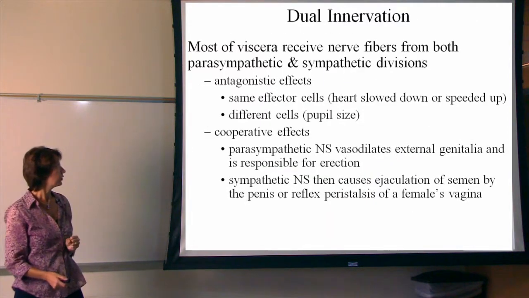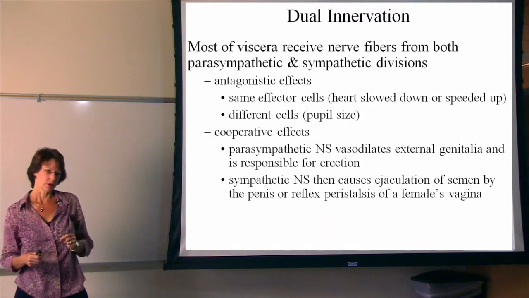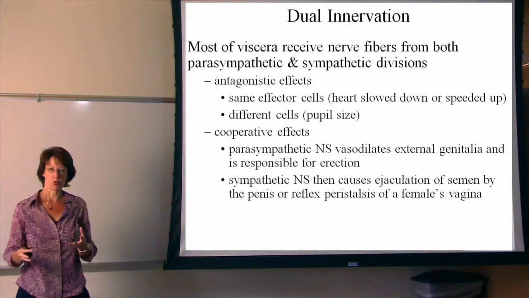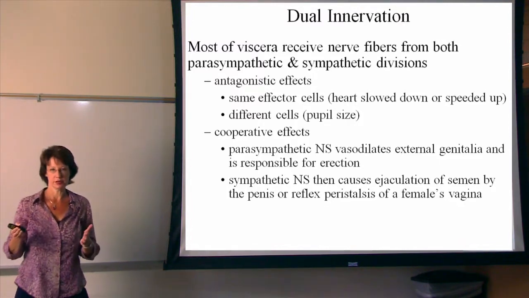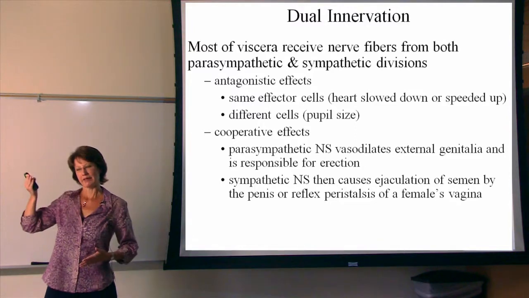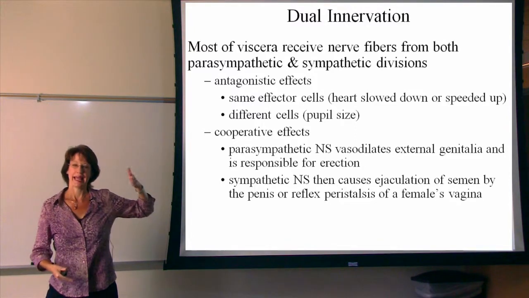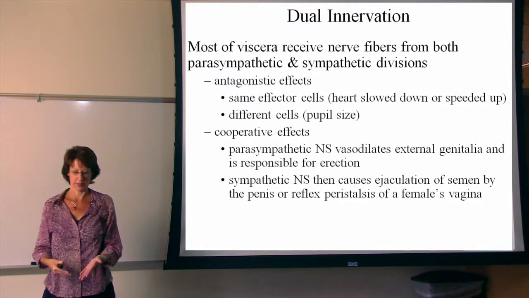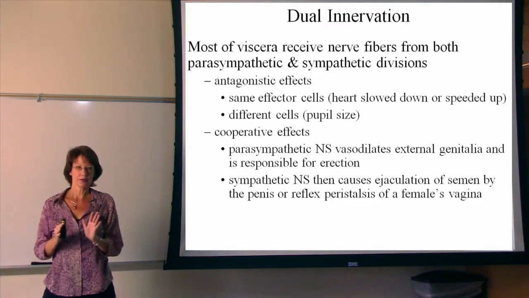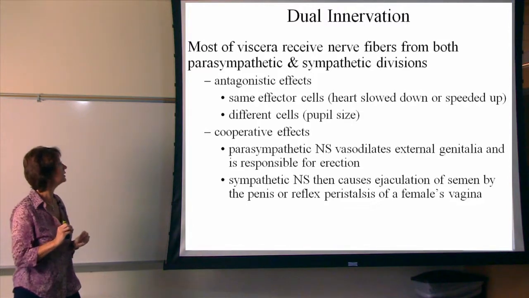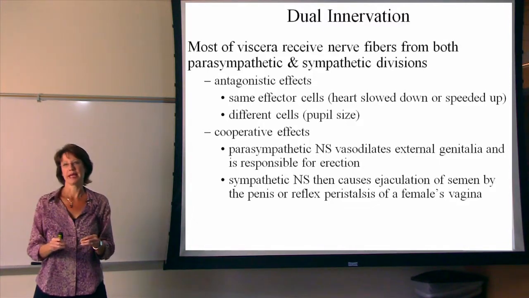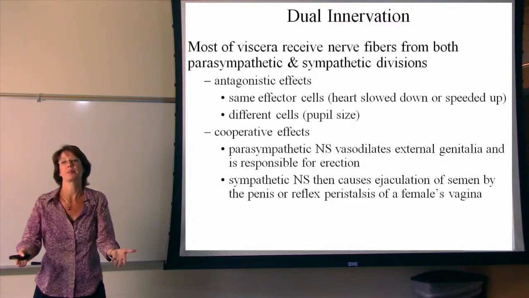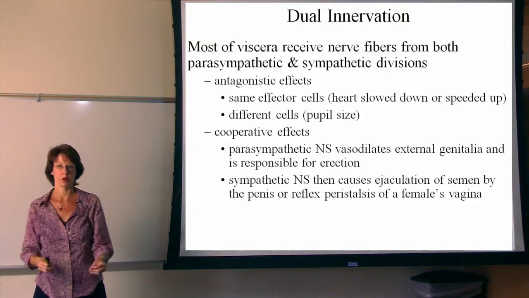Not quite so straightforward. Also, most organs in your body are actually dually innervated. In other words, they have sympathetic neurons coming to them and parasympathetic neurons coming to them. And it can get really tricky depending on the organ. Sometimes sympathetic and parasympathetic systems have antagonistic effects, or opposite effects. One turns it up, one turns it down.